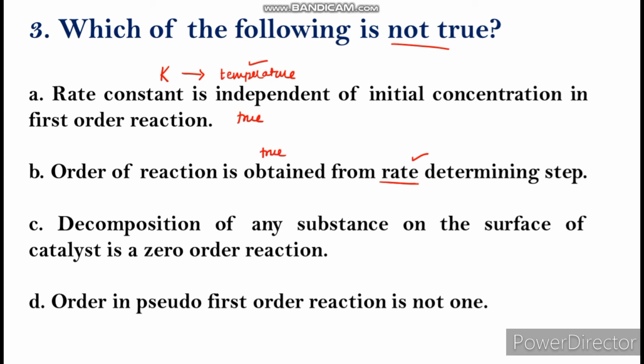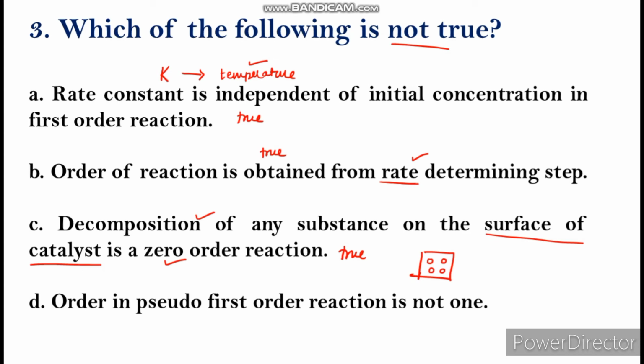The third option, decomposition of any substance on the surface of the catalyst is a zero order reaction. Now, why is this the case? This is true. Why? See, decomposition of any substance on the surface of catalyst: if you take a catalyst, it will have a fixed number of active centers. Active centers means the places where the reactant molecules sit on the catalyst.